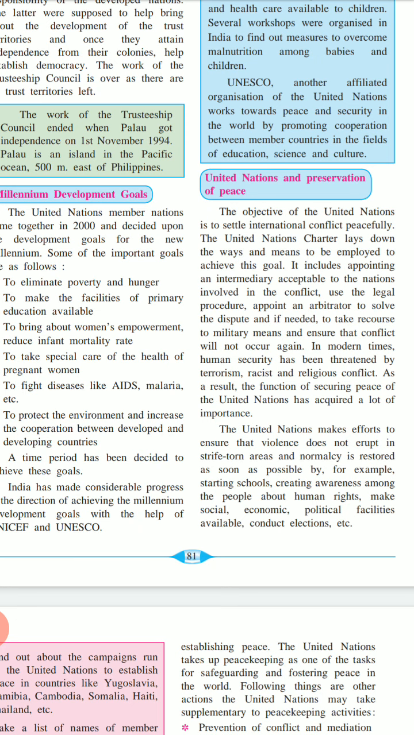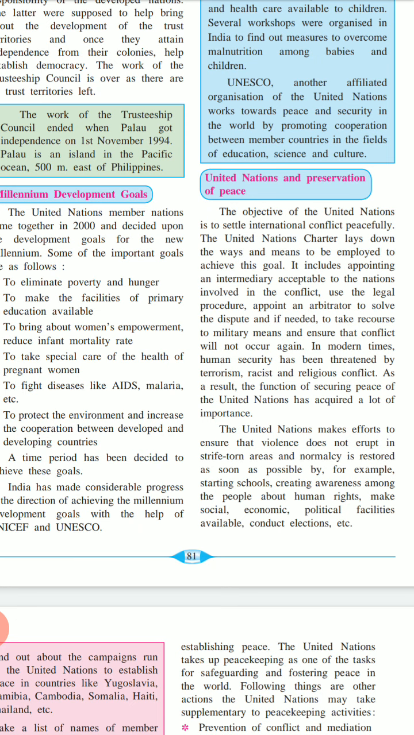Going further, the United Nations makes efforts to ensure that violence does not erupt in strife-torn areas and normalcy is restored as soon as possible, for example, by starting schools, creating awareness among the people about human rights, making social, economic, political facilities available, conducting elections, etc. So, students, the United Nations takes efforts to ensure that there should not be any kind of violence.